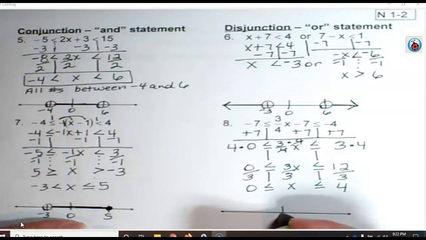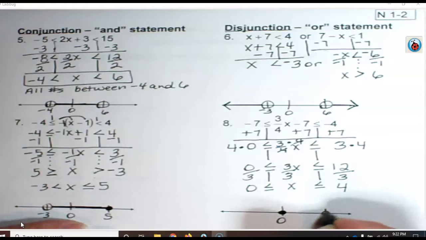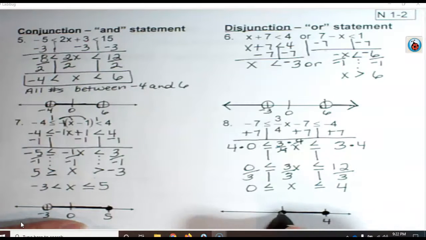Go ahead and graph it. 0 right there, and on 0, I get a solid dot. Put your 4. It's also a solid dot because it's less than or equal to. And since the x is in between, we shade all of the numbers in between 0 and 4.